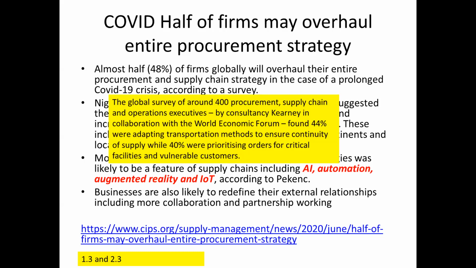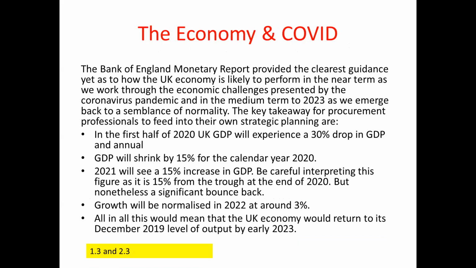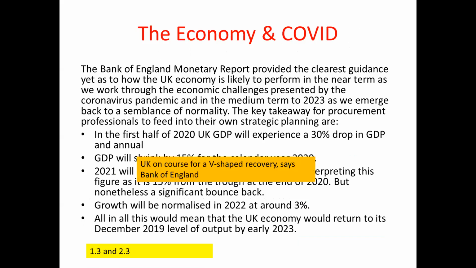And 44% were adapting transportation methods to ensure continuity of supply, and 40% were prioritising orders. So it's there. COVID, moving away from single production, low cost, to reduce risk. Production should be switched to smaller facilities around the world. Reshoring instead of offshoring, this magic word resilience. And the report, based on 91 US companies, had shown balancing production in core markets. Yeah, pretty straightforward. And we did that data last week, and the UK V-shaped recovery.